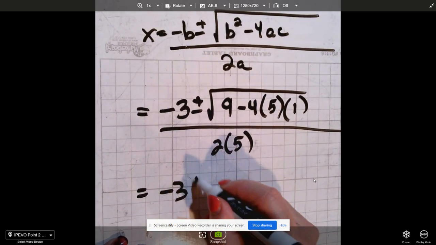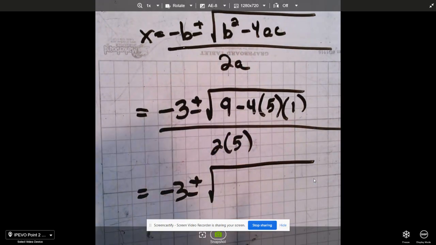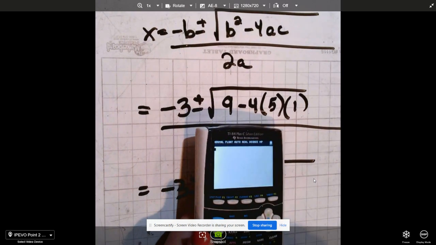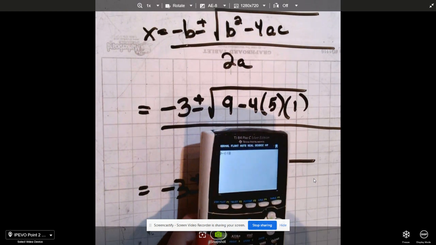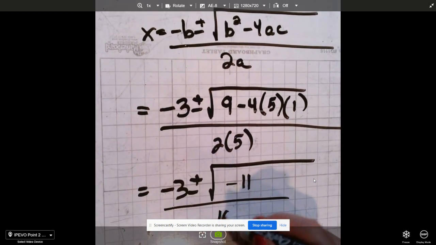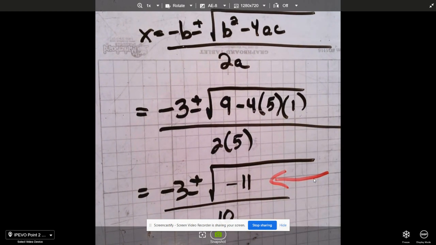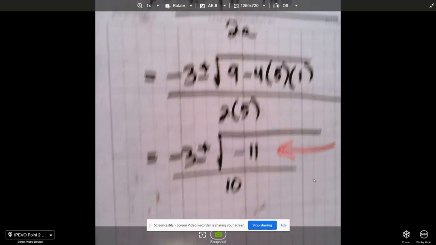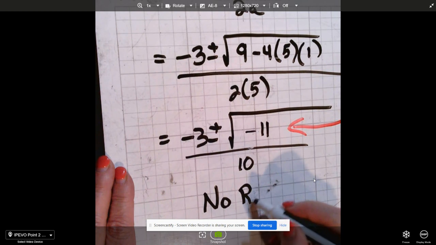So minus 3 plus or minus the square root. Again, I'm going to go to my calculator and just put that in to simplify it. So I've got 9 minus, and again, I'm going to open my parentheses, 4 times 5 times 1 is going to give me a negative 11, all over 2 times 5, which is 10. Well, right here, if you remember, you cannot have a negative underneath your radical. So as soon as you see you have a negative underneath your radical, your answer right now should be no real solution.